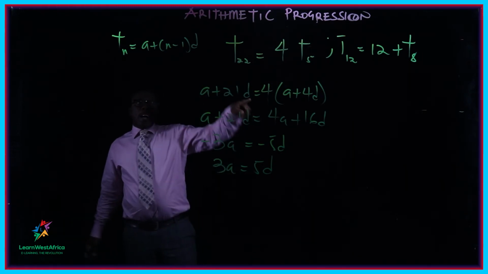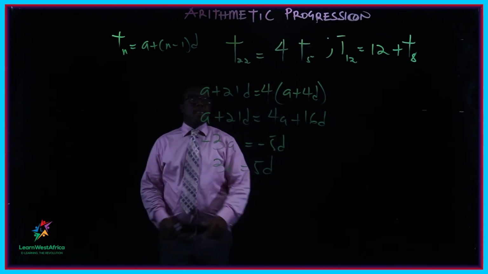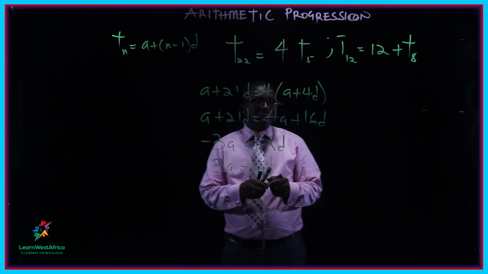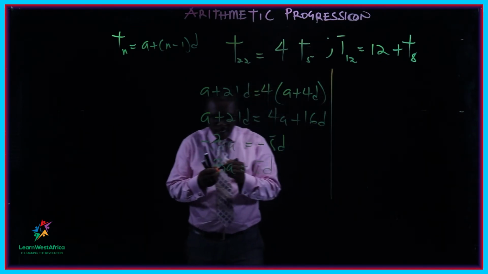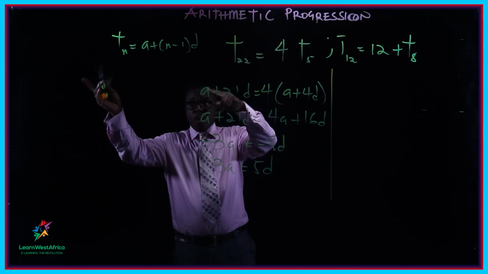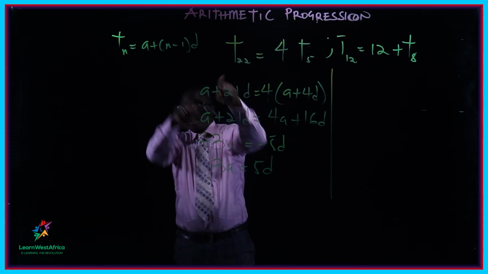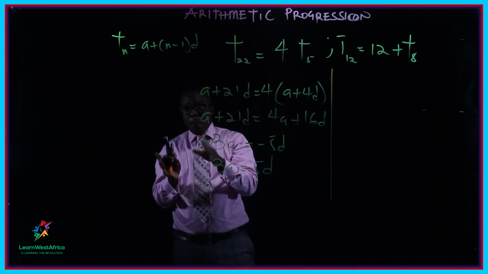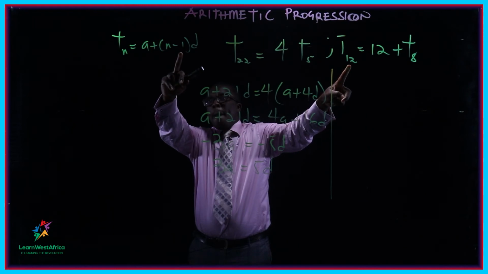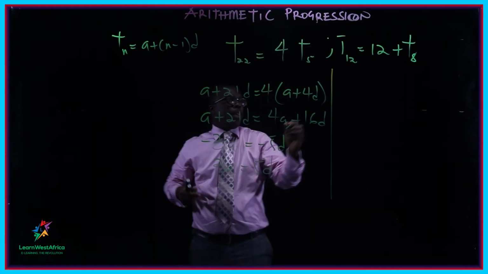Okay, now let's go to the other section. It says that the 12th term is 12 more than the 8th term. All right, let's just try and separate this. Let's split this one up here so that you don't mix it up. The 12th term, likewise, if you were to put 12 here, you're going to get a plus 12 minus 1 d, and that's going to give you a plus 11d. Okay, when you put 12 there, 12 minus 1 will be 11. So a plus 11d will give you the 12th term.